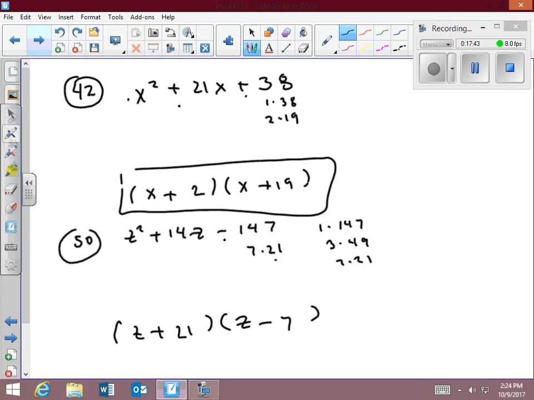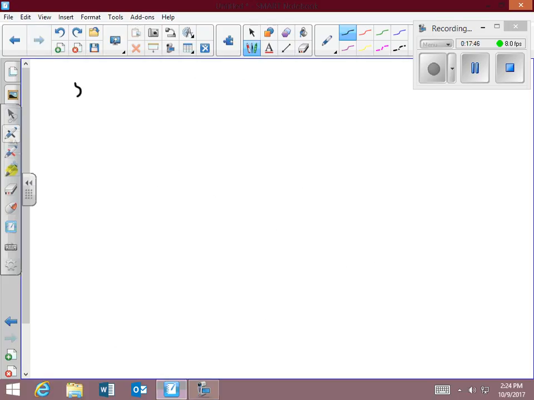Okay, 58. X squared plus 10x minus 75. Polynomial in descending order, leading term positive, no common factors, not a special case, it's a trinomial. If it factors, it's going to factor into a pair of binomials. The first terms are going to be x. The signs are going to be what? Opposite. Now, that means the 10 has got to be a difference.